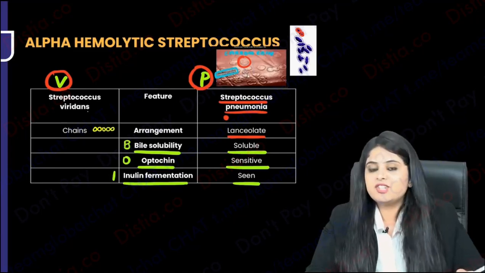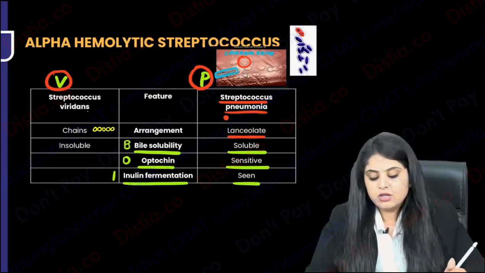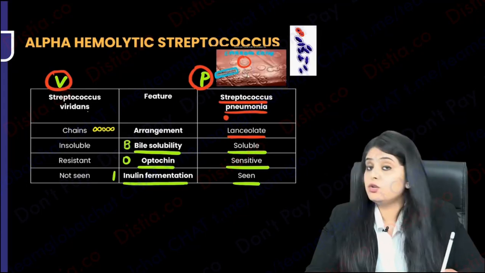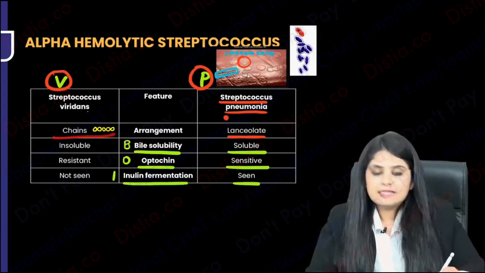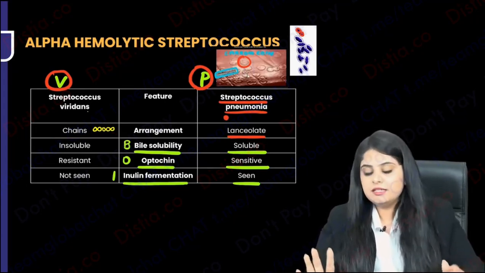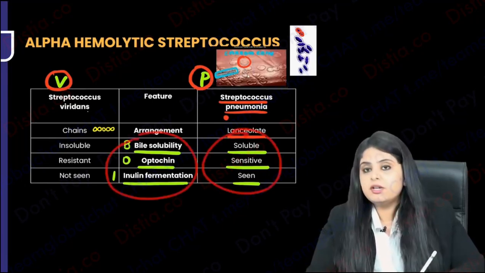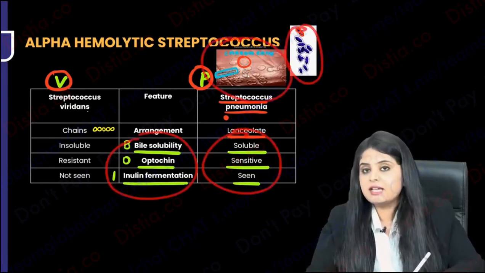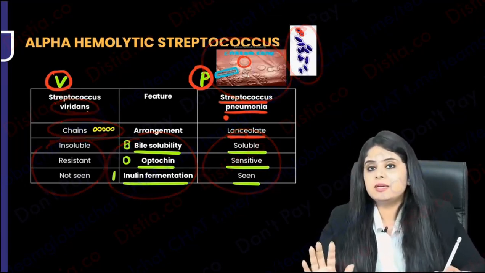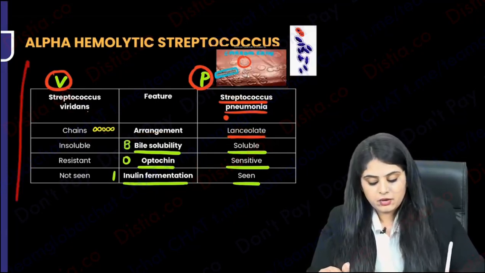You are present as chains because you said that I will not show bile solubility. I will not show inulin fermentation. I will not show optochin sensitivity. When you will not show anything, then keep standing in the line. Then you're not going to get a license to play Carrom. It is sorted out, life has become a little easy. Positive for pneumoniae gets a license to play Carrom. Negative for viridans, therefore keep standing in the line. That is how you learn it.